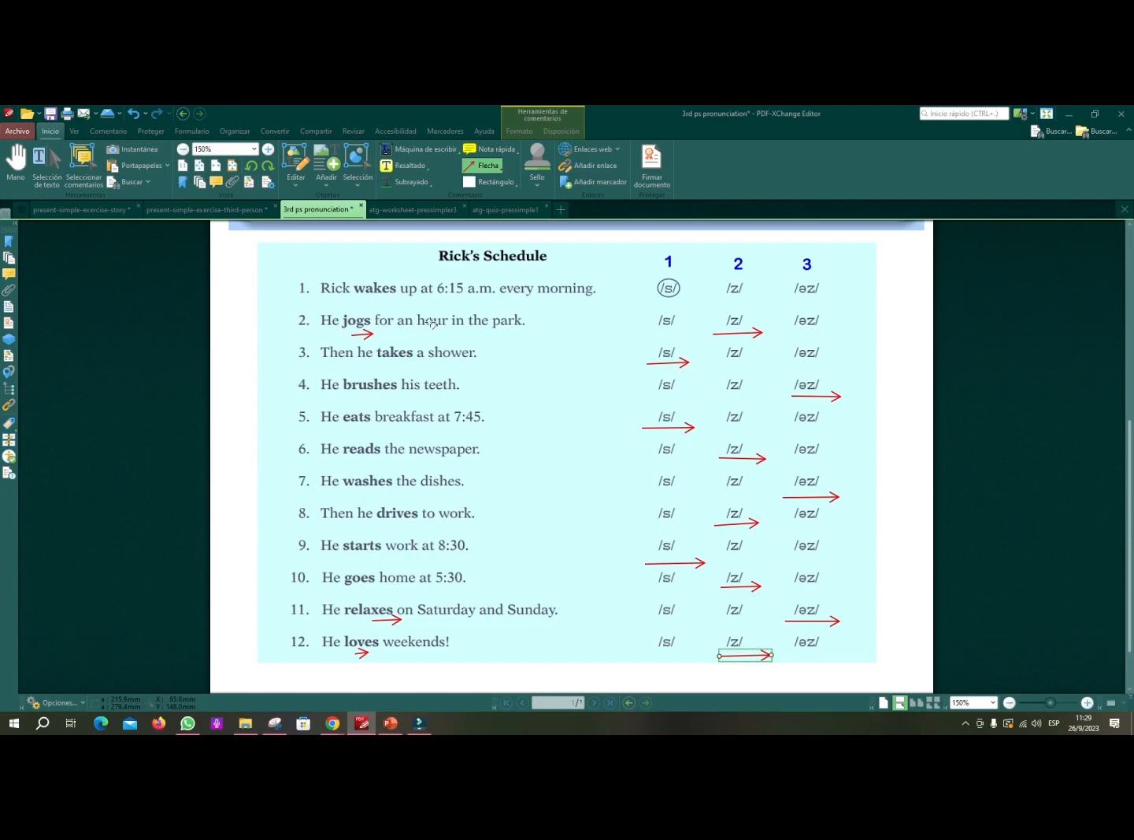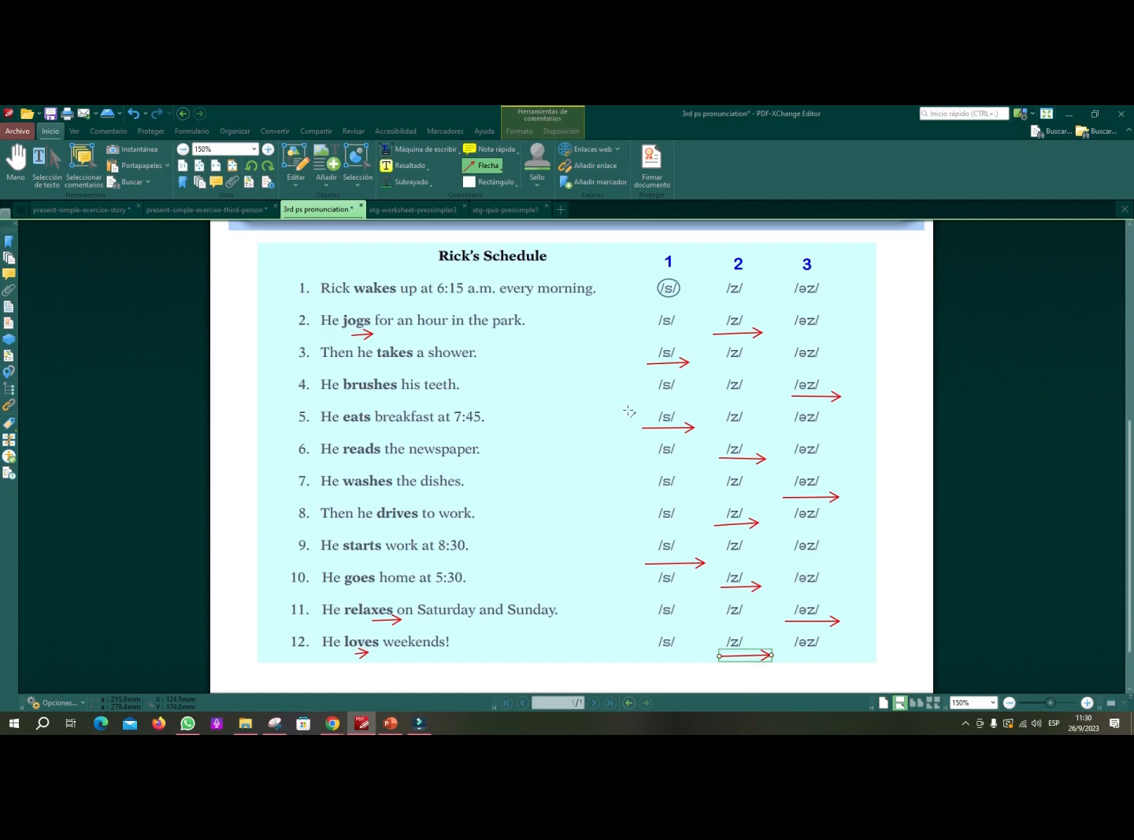So, wakes, jogs, takes, brushes, here you have eats, right? Reads, washes, drives, starts, goes, relaxes, loves, right?